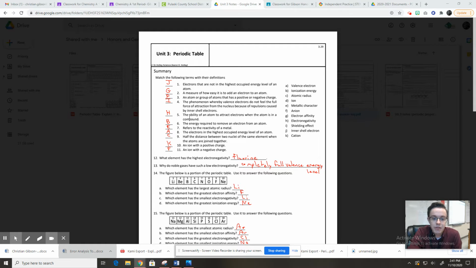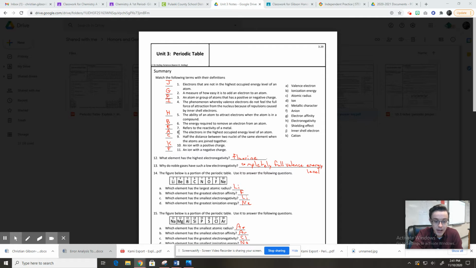Okay. The ability of an atom to attract electrons when the atom is in a compound, that is electronegativity. That's why noble gases don't have electronegativity. It doesn't apply to them because they're never in compounds. Okay. Number six, energy required to remove an electron, that is the ionization energy. Number seven, how reactive a metal is, it's called the metallic character.